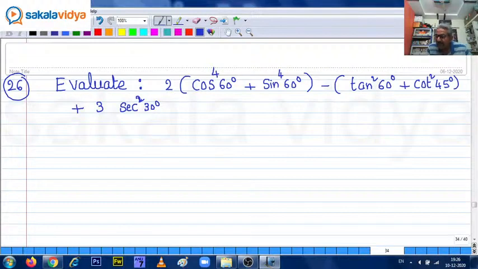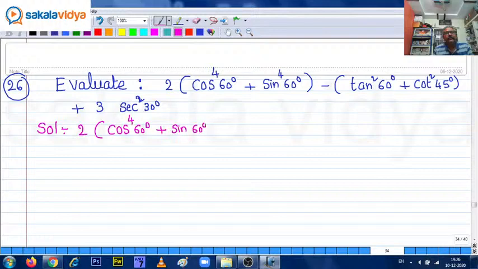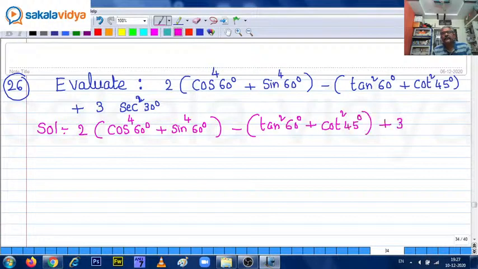Okay. What is the answer? Can you give the answer? So what shall we do now here? First let us write the given expression, that is 2 times cos 60 degrees to the power of 4 plus sine 60 degrees to the power of 4, minus tan square 60 degrees plus cot square 45 degrees plus 3 secant square 30 degrees.